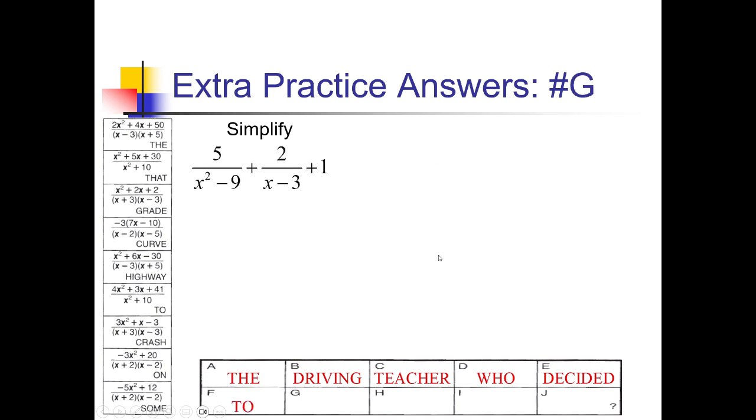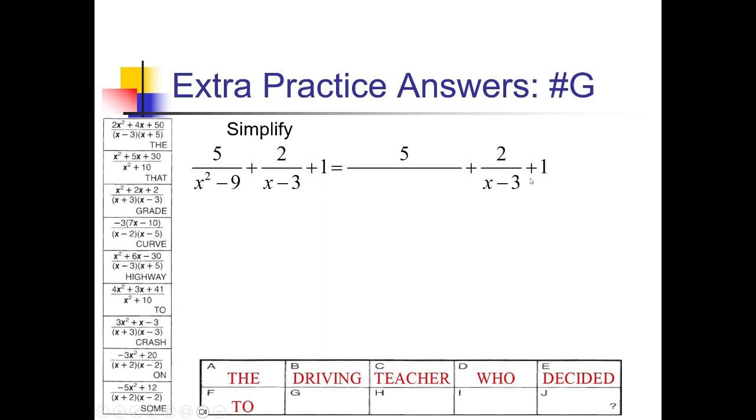So for problem G, you might notice the intensity level has gone up a little bit. Now there are not 2, but 3 terms to deal with. And you might also have noticed we finally have a term, this x squared minus 9 denominator, that can be factored. So we're going to go ahead and do that.